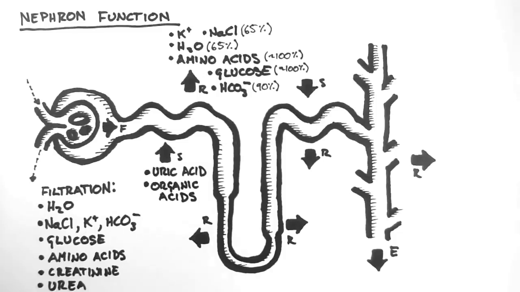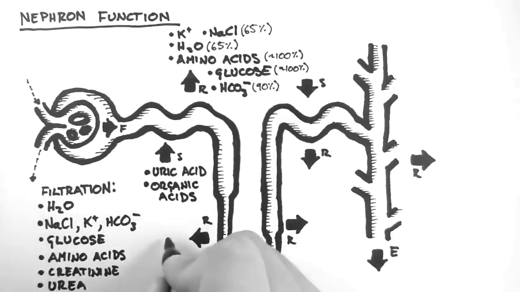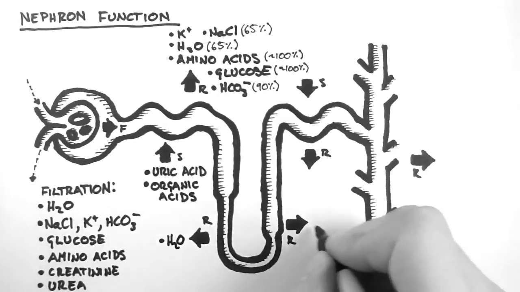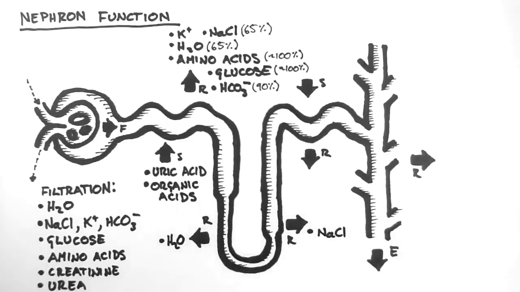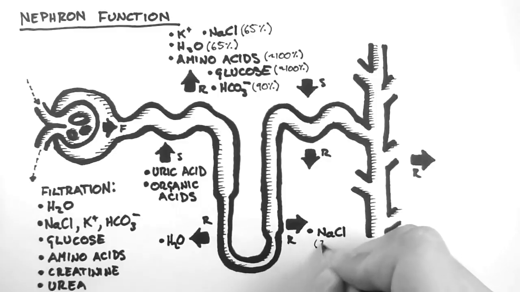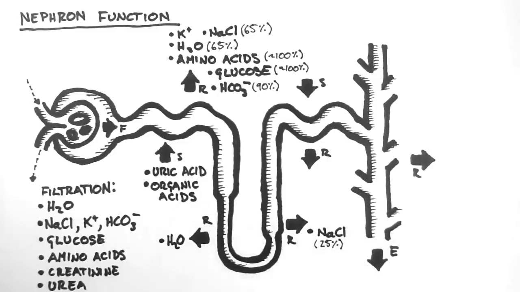Now the loop of Henle is all about concentration of urine. It does this by reabsorbing water in the descending limb, which is highly water permeable, and then reabsorbing 25% of the filtered sodium chloride in the ascending limb. This means that what we are left with is a higher concentration of waste products such as urea.